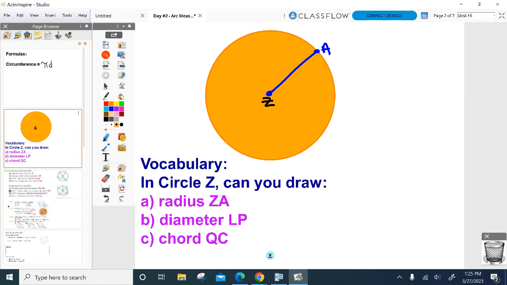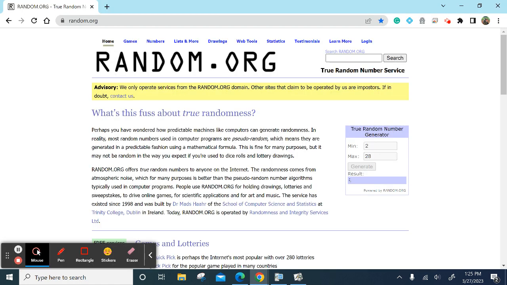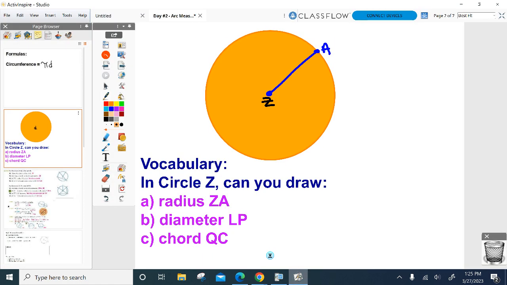How about diameter LP? It's just 2 points on the circle that go through Z. Got to go through the center. Right? LP. And I have to draw it through the center. It looks great. And how about chord QC?